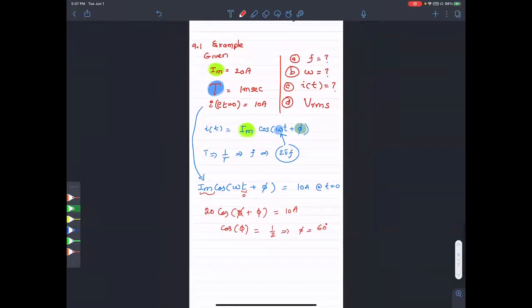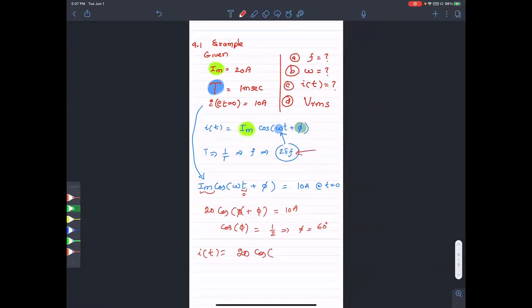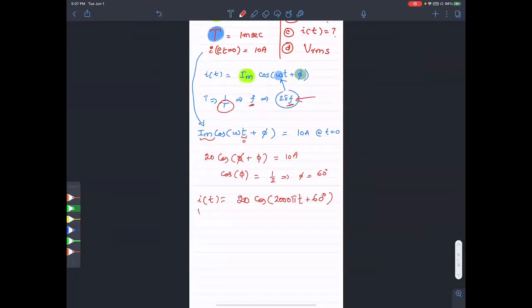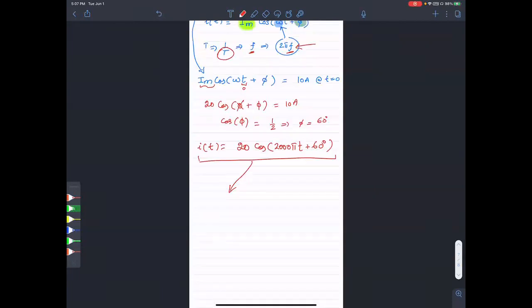So this is a simple example. i of t is equal to 20 cosine of omega t, and if you plug this in, f is going to be 1000 because 1 over 1 milli. So 2000 pi times t plus 60 degrees. Okay, you get the idea. And you should also be able to look at the examples and solve such simple problems, going back and forth between this time domain expression and extracting the different values.